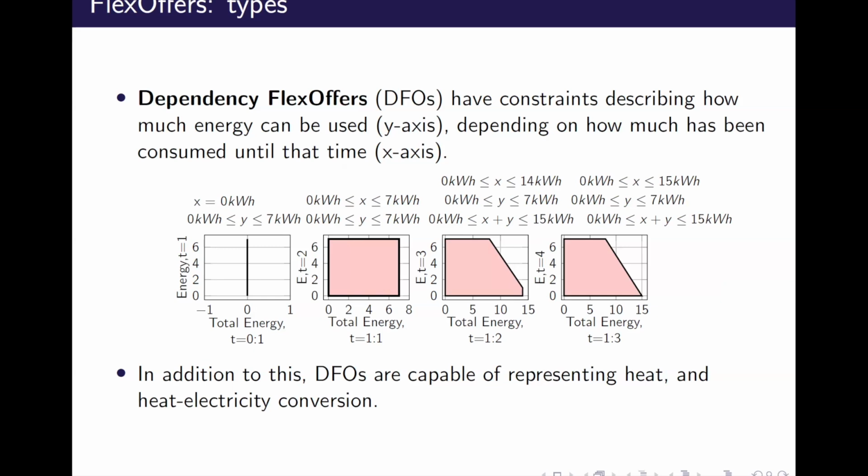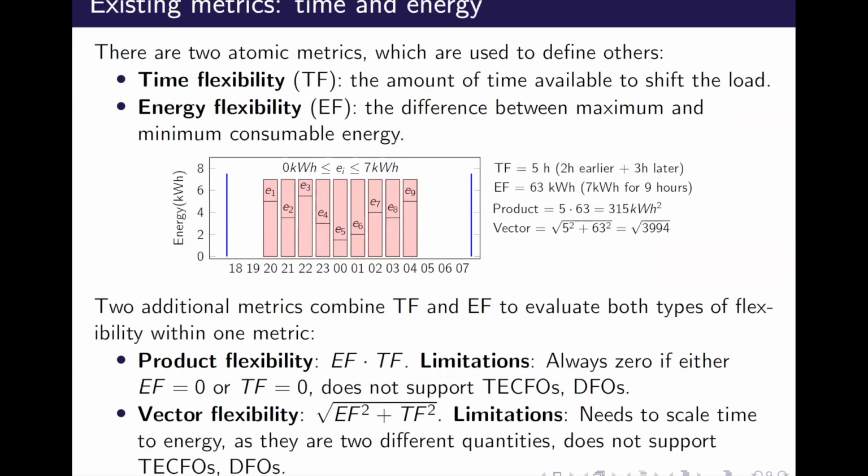So now that we know what sort of flex offers are out there, what flexibility metrics are available? What is known in the state of the art? There are actually quite a few. I'm not going to go into too many details. This paper does deal with a lot of formalisms. I'm just going to try to give you the motivation and the intuition behind it.